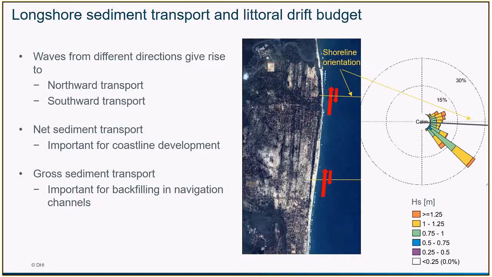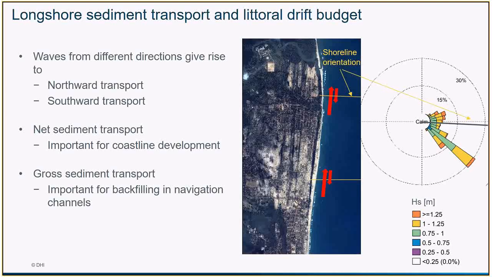So let's have a look at a concrete example of longshore sediment transport. The longshore sediment transport is heavily dependent on the direction of the waves. Here we have an example of a coast which is exposed to different types of waves, as it's indicated on the wave rose you can see.